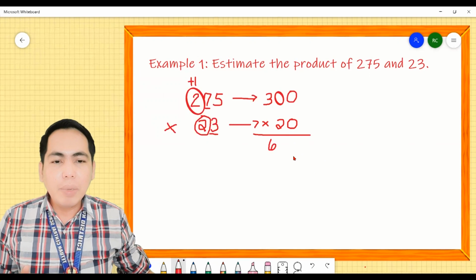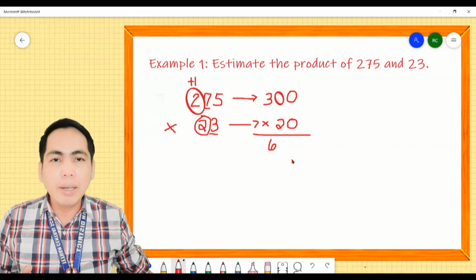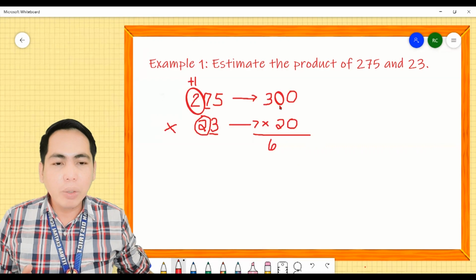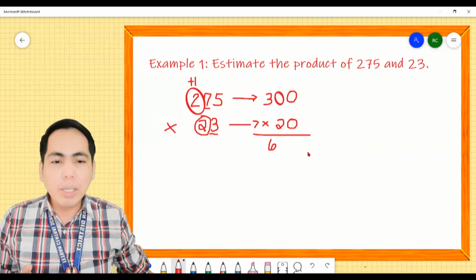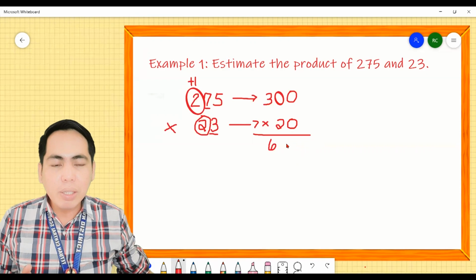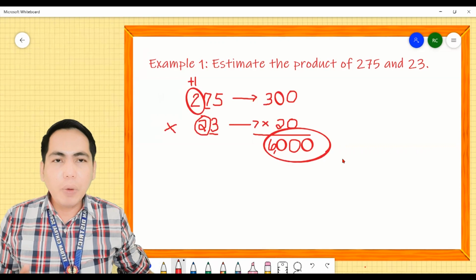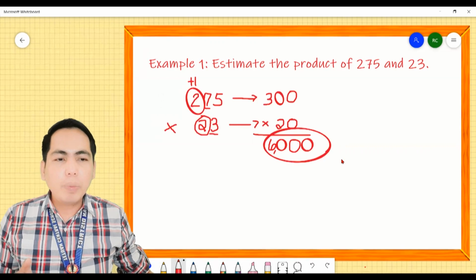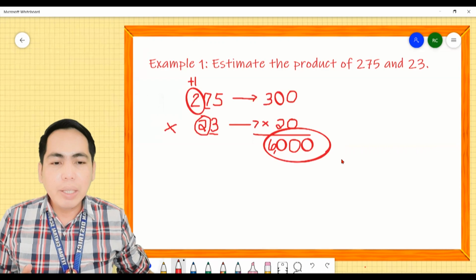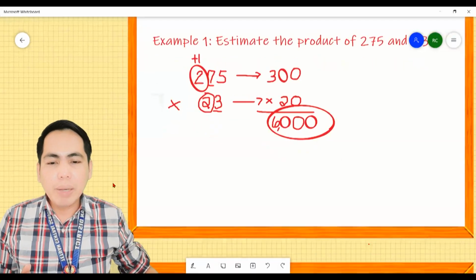And the last step is for us to attach as many zeros in the product as there are in the factors. So we have to count how many zeros we have in the factors. 1, 2, 3. So there are 3 zeros in the factors. So we are going to attach also 3 zeros in our product. 1, 2, 3. So therefore, the estimated product of 275 and 23 is 6,000. Let's proceed to our example number 2.